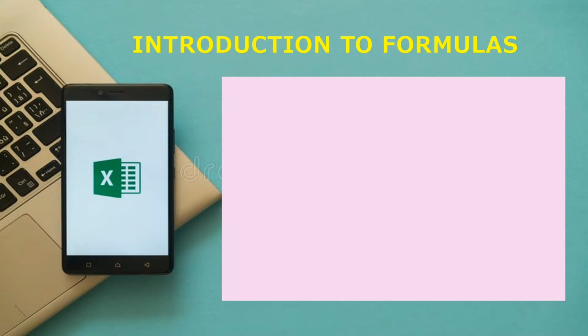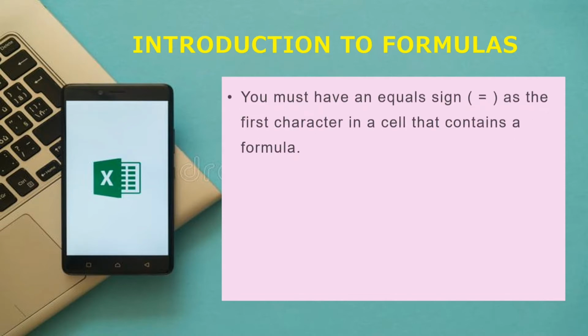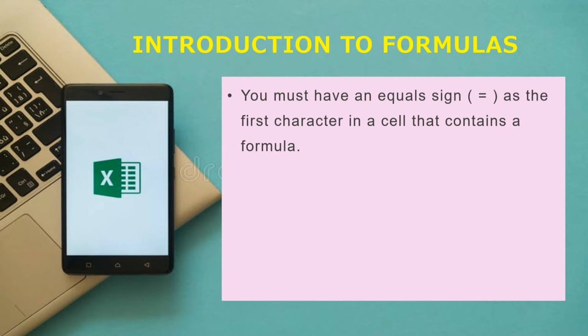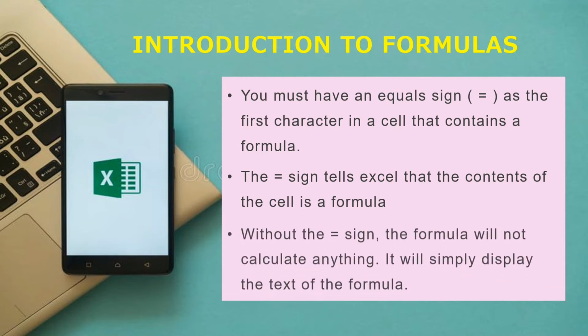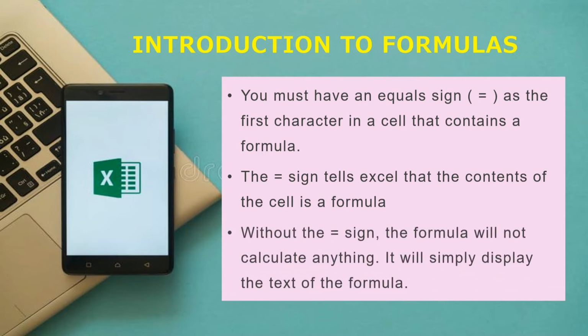In entering a formula, we must have an equal sign as the first character in a cell that contains a formula. The equal sign tells Excel that the content of the cell is a formula. Without the equal sign, the formula will not calculate anything. It will simply display the text of the formula.